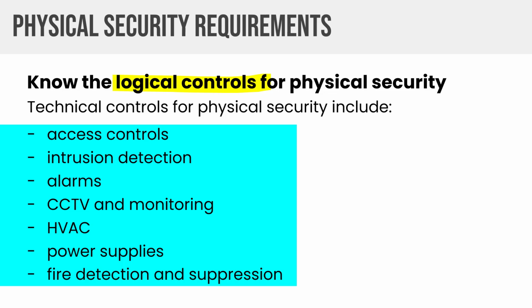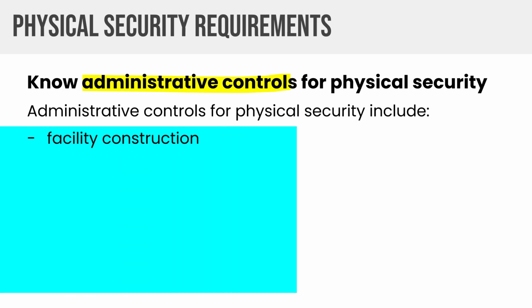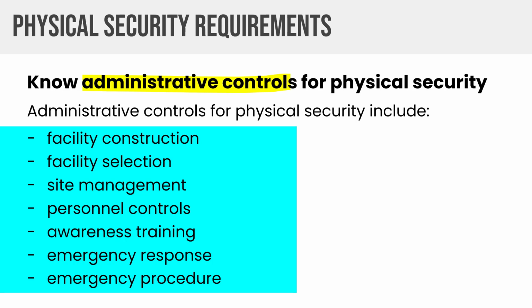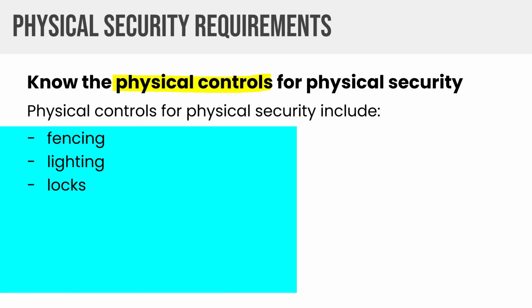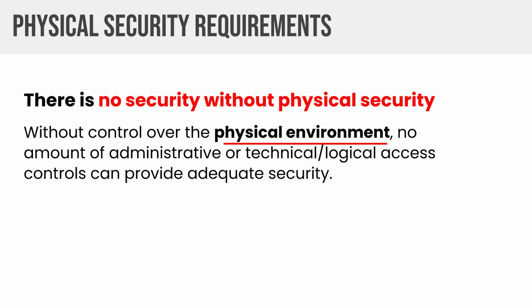I want to lay these out so you have some nice study aids. Administrative controls. So facility construction, selection, your site management, personnel controls, awareness training, emergency response, emergency procedures, so anything policy related in that case. And then we have the physical controls, so fencing, lighting, locks, construction, man traps, dogs, and guards. So there you have those laid out for study.